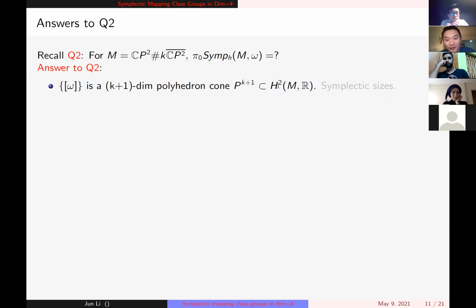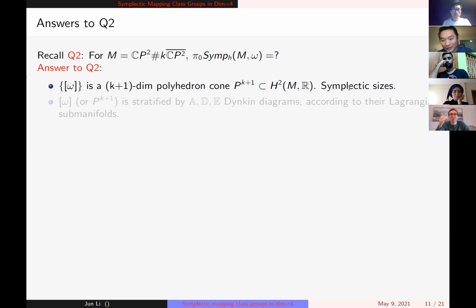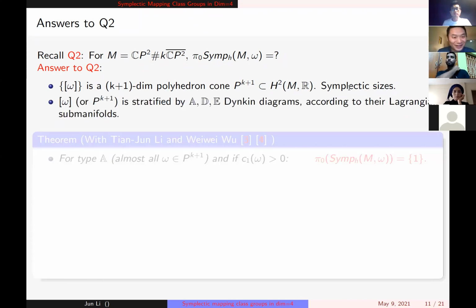That's a subset of the second cohomology of this blow-up manifold. So that's k+1 dimensional. Okay, then those are all the possible simplex sizes. I think that sort of answered Kevin's question, maybe not very detailed. Okay, great, thanks. Okay, then we are going to have some combinatorial structures in this P_{k+1}.